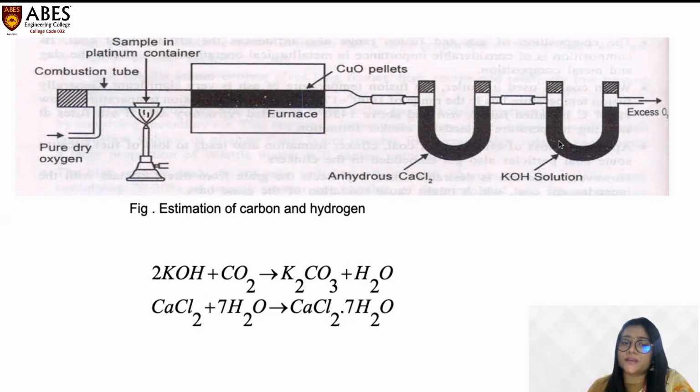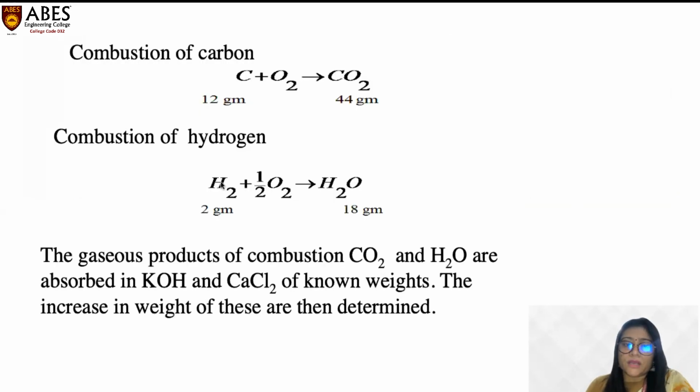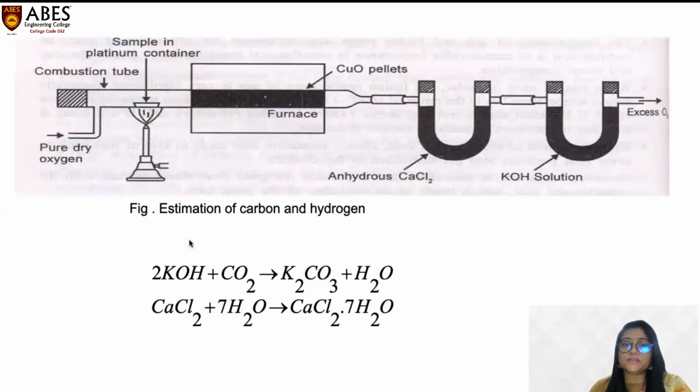Why are these taken? When the combustion of carbon is occurring, it is combining with oxygen. Combustion of carbon means oxidation of carbon is happening and it is converting into its oxides, that is CO2. So when carbon is combusted in presence of air, it forms CO2. Similarly, hydrogen forms water. In this reaction, when we burn our coal sample, all the carbon will be converted into CO2 and all the hydrogen will be converted into H2O.